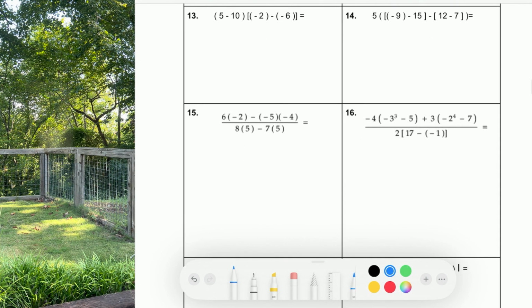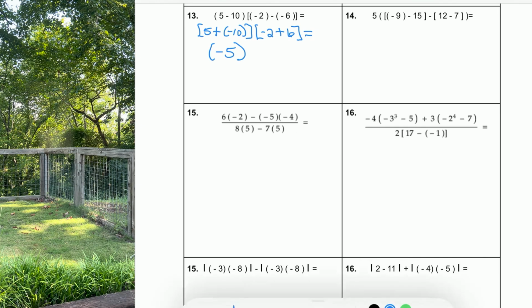13. We have 5 minus 10, and then in brackets we have negative 2 minus a negative 6. I'm going to do keep it, change, change on both of those. So we have 5 plus negative 10. Then we have negative 2 plus 6. Now we can actually solve what's inside of each of those. So 5 plus a negative 10, I'm going to take the difference, keep the sign of the larger. So I end up with negative 5. The second one, we have negative 2 plus 6. Again, I'm going to take the difference, keep the sign of the larger, so I end up with a positive 4.